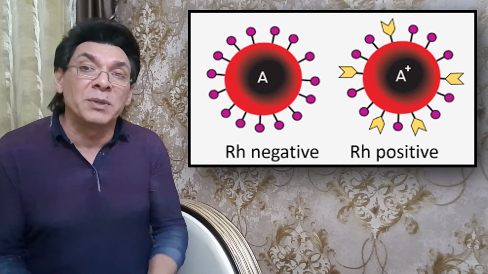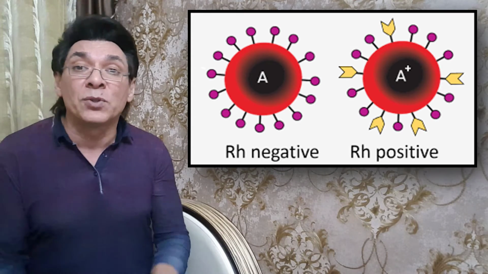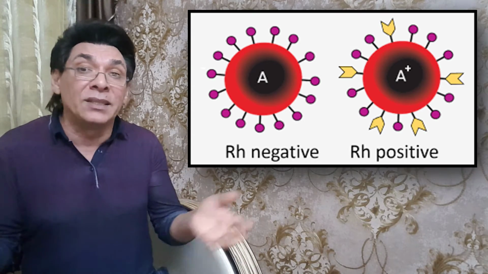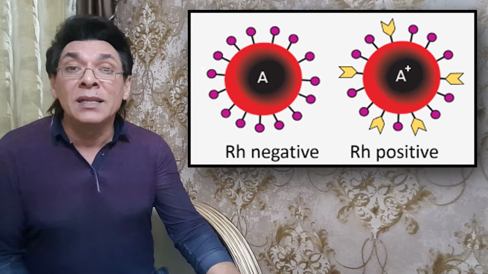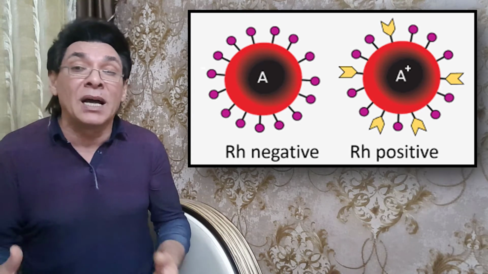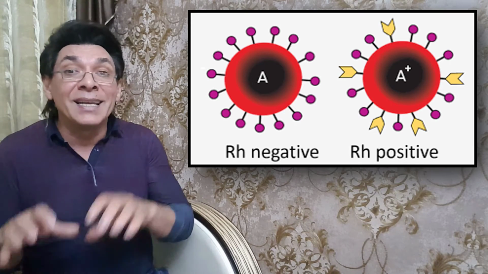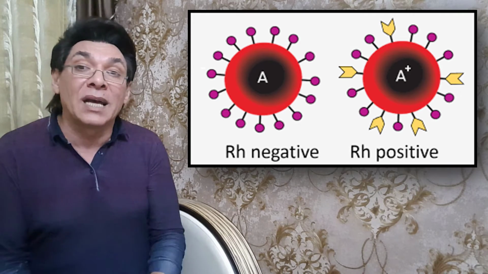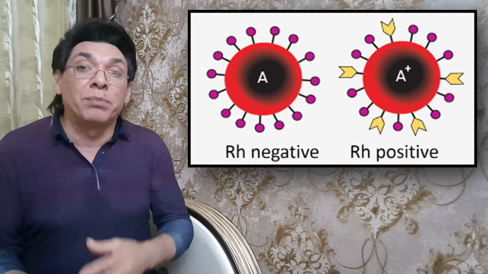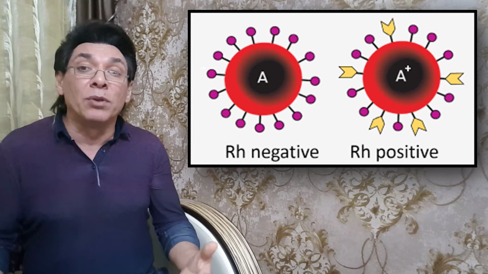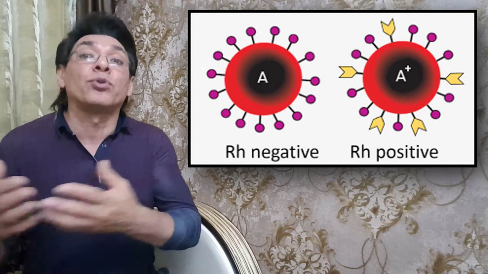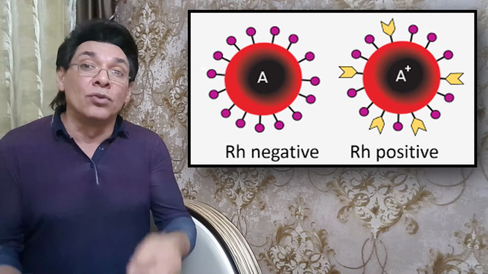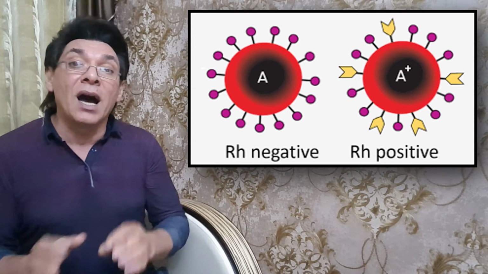Note that the Rh group is distinct from the ABO group, so any individual, no matter their ABO blood type, may have or lack this Rh antigen. When identifying a patient's blood type, the Rh group is designated by adding the word positive or negative to the ABO type. For example, A positive, A plus, means ABO group A blood with the Rh antigen present, and AB negative, AB minus, means ABO group AB blood without the Rh antigen.